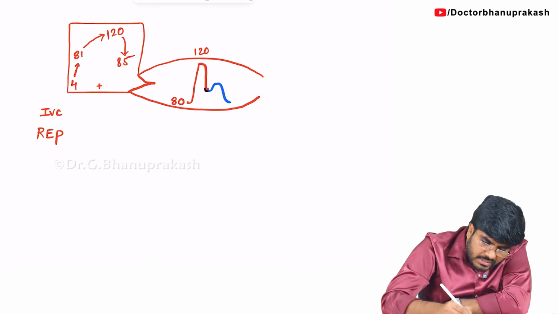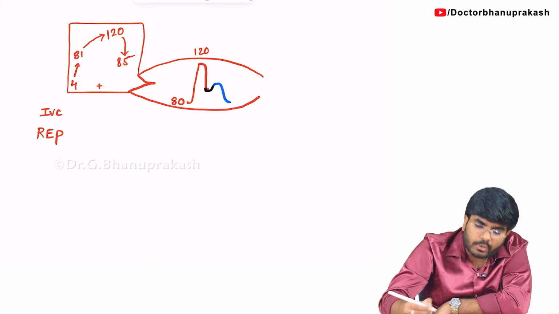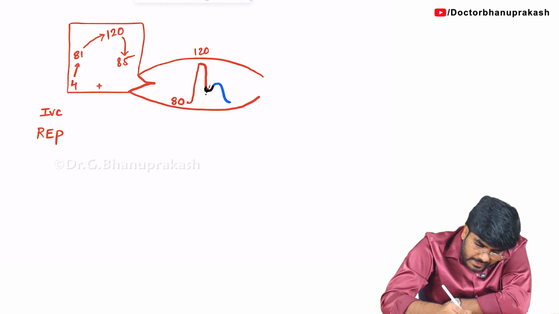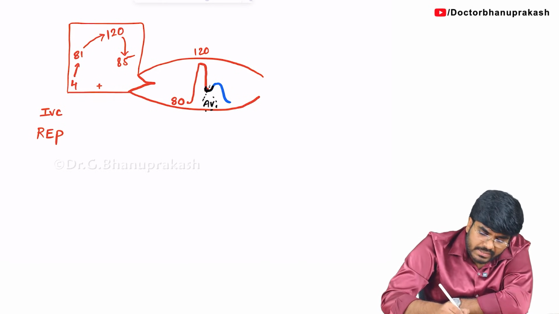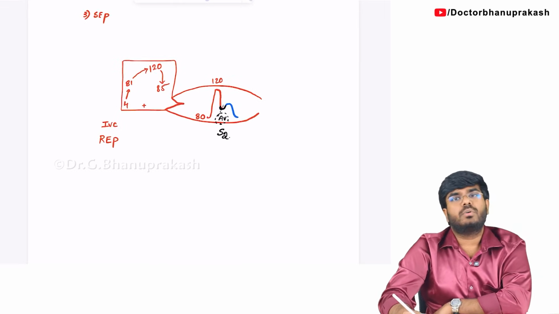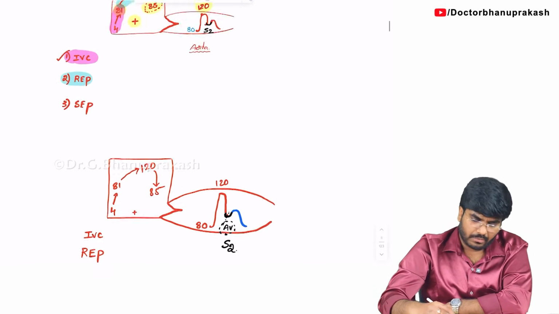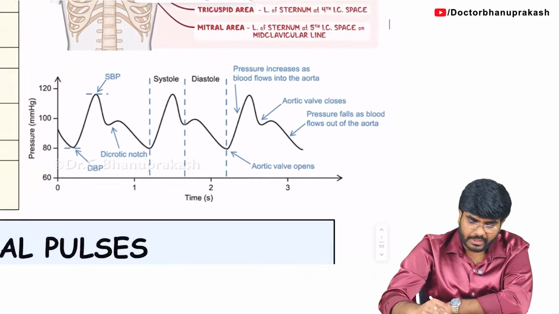So this notch, this area which I am talking about here, this is the dicrotic notch. And what is the valve that is closed during the dicrotic notch? Aortic valve is. What is the heart sound that is heard? S2 heart sound. Okay. Now let me show you the diagram that will be coming in your exam.